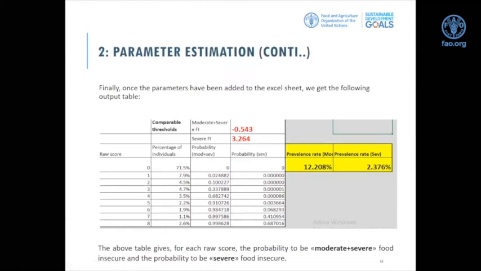So once we derive the probability of moderate and severe food insecurity and the probability of severe food insecurity, we arrive at two numbers. And these are in fact the values of SDG indicator 2.1.2, which is the FIES indicator.